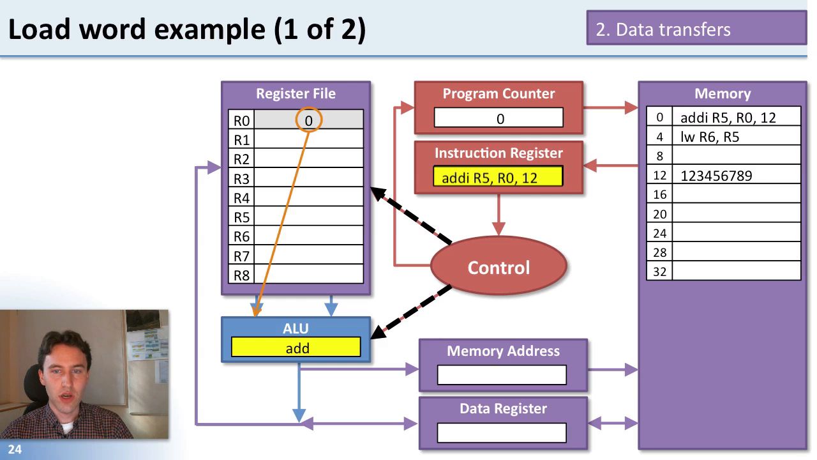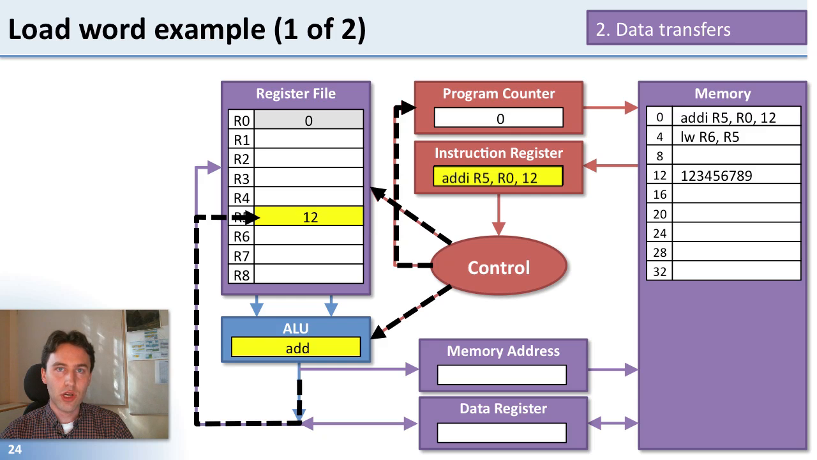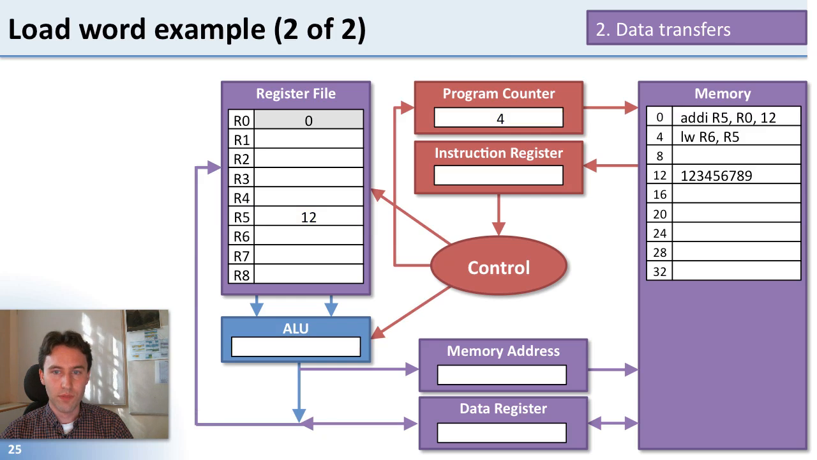One of them is going to be R0, and the other one is this constant 12. So it's going to add 0 and 12. It's going to take the result of that and store it into R5. And so now we've calculated 12 and put it into R5. Now the control is going to update the program counter, go on to the next instruction. And remember, each instruction is 4 bytes, or 1 word, so the next instruction is the current instruction plus 4. So now we go on to instruction number 4.